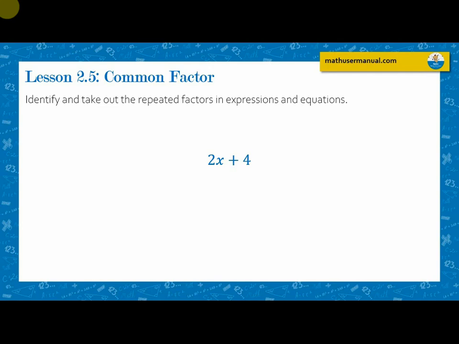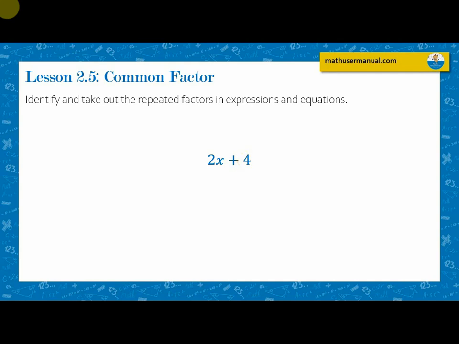First we have the 2x. Well, 2x has a 2, it's 2 times x. And then we have the 4, but 4 is divisible by 2 because 2 times 2 equals 4. So that means the 2x and the 4 have a 2 in common. So the common factor for this expression is a 2. But what does it mean? How do we take a common factor?